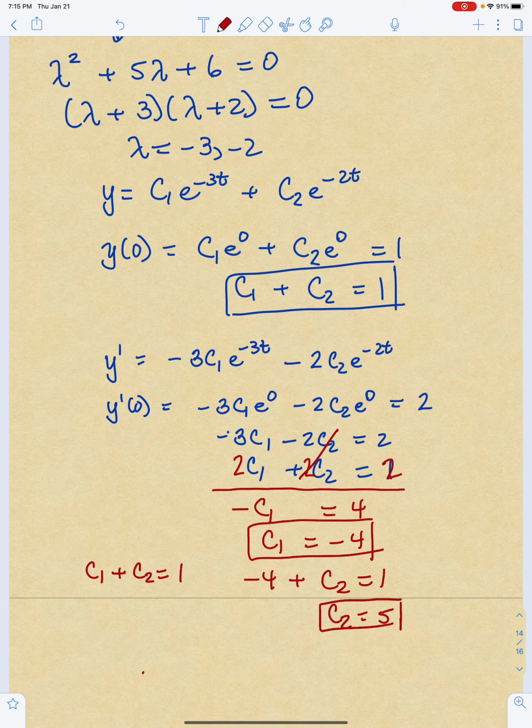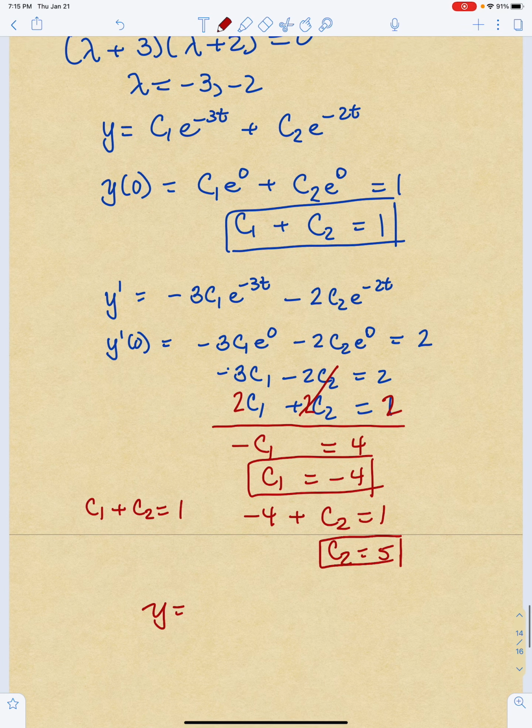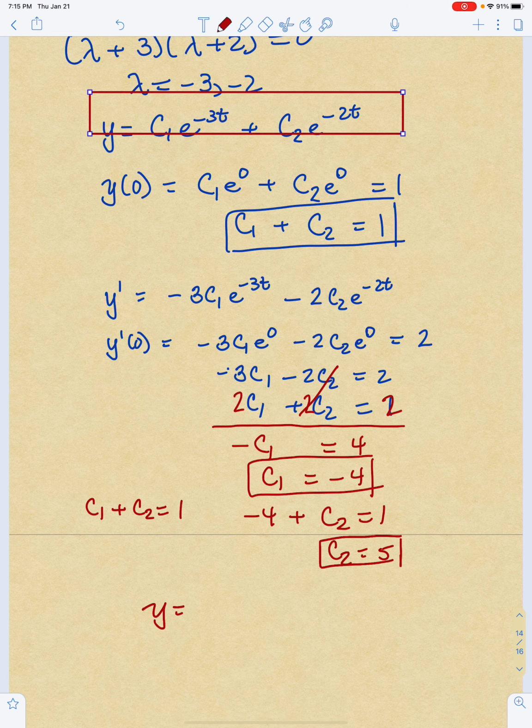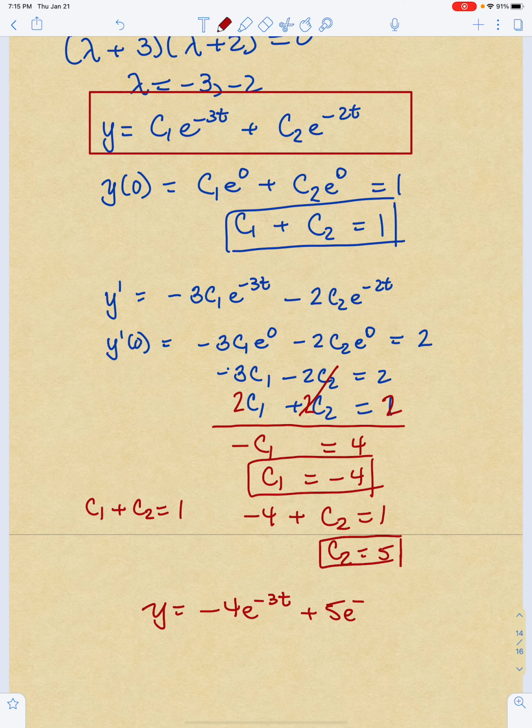So that means my actual solution is, so c1 is negative 4. So the solution was, it was up here somewhere. Here we are, put it in the box. So we have y equals negative 4 e to the negative 3t plus 5 e to the negative 2t. And that is our final solution.